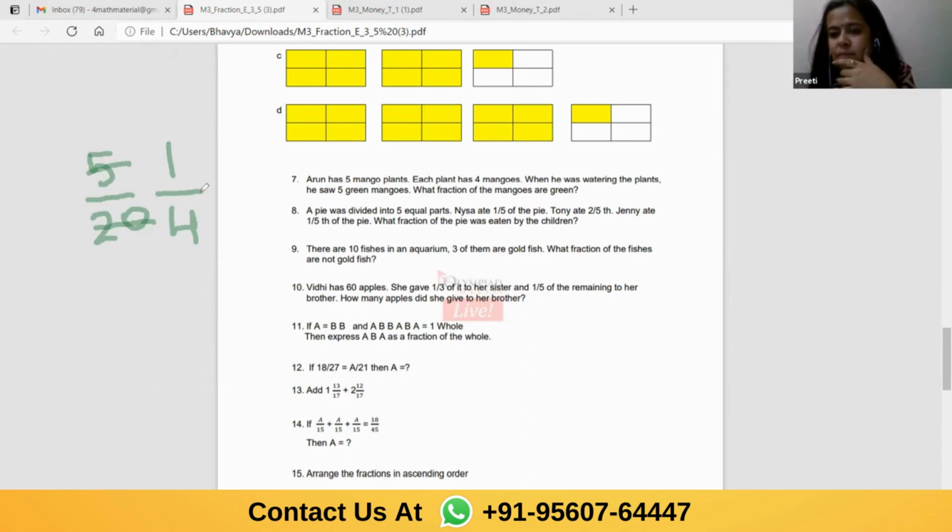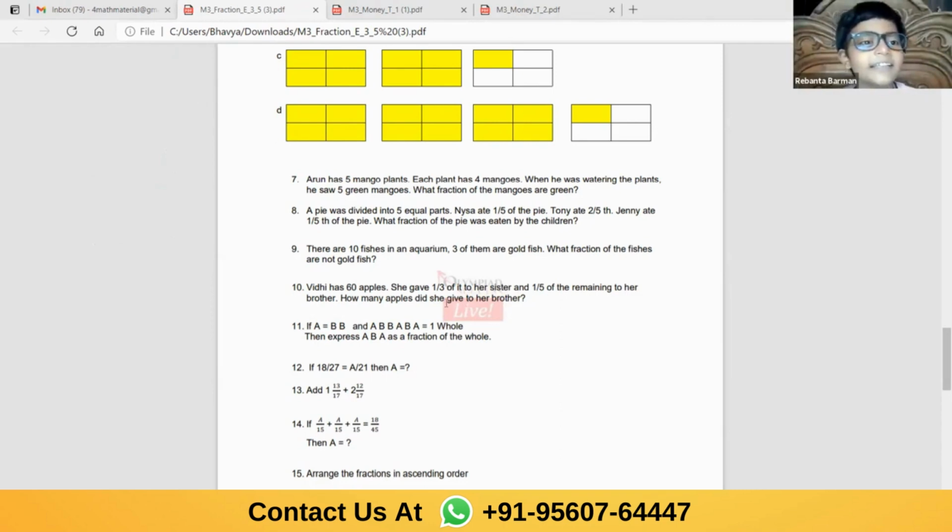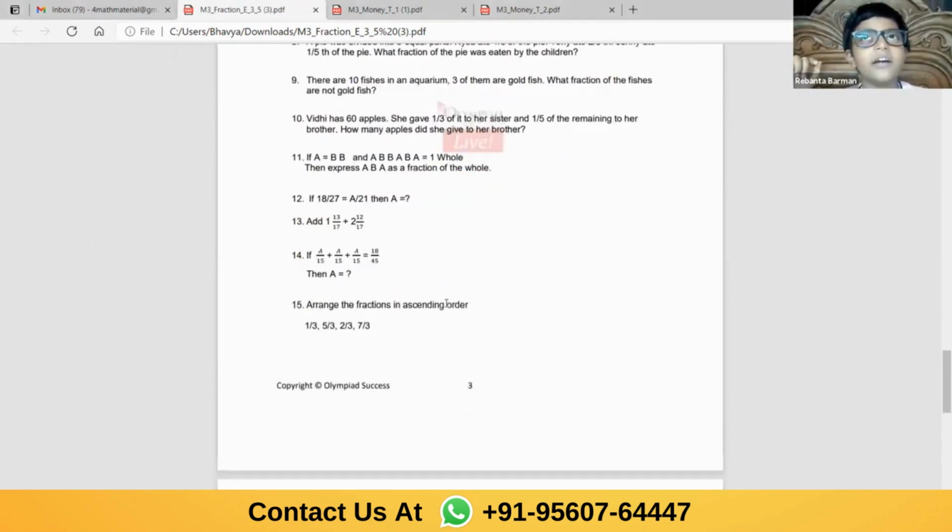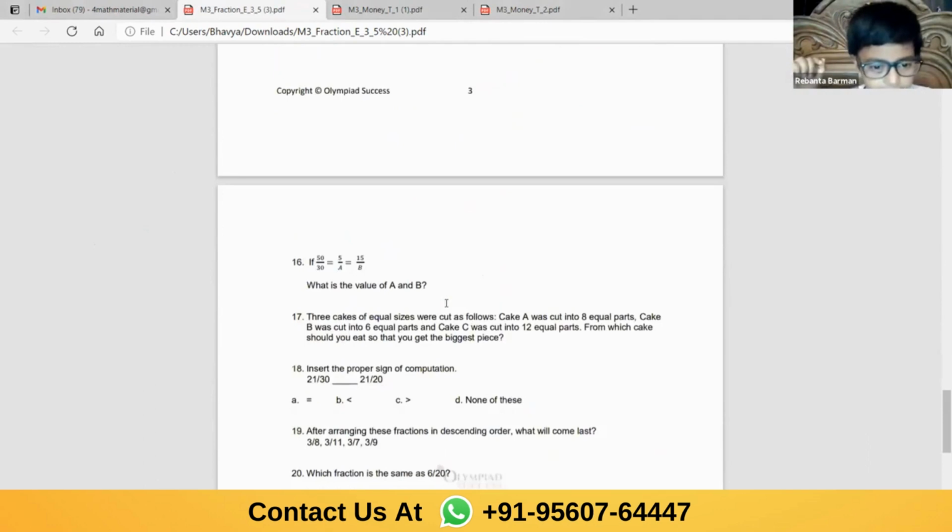Ma'am, in question number 18, it is a fill in the blanks, and I think it will be 21. Oh, it is like this. Okay, all right. This is a different question. Do you know how to solve a question when the numerators are the same? Oh God, this is a different thing. I will explain. Wait, Rebanta, just remind me.